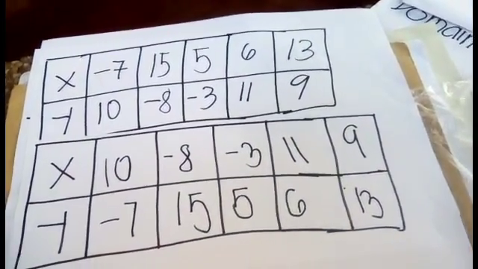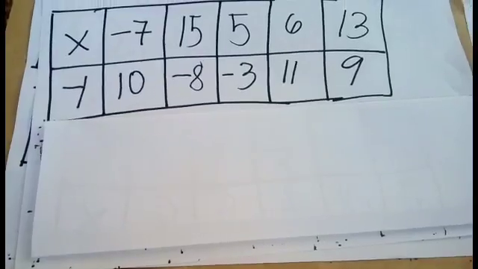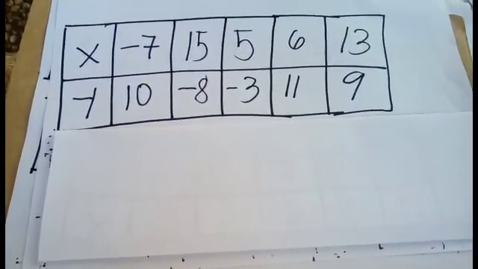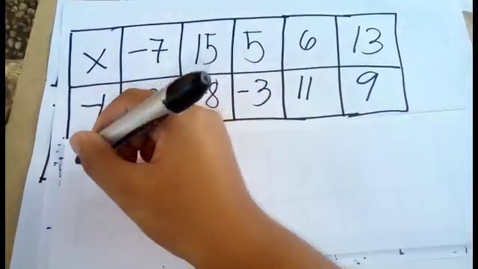So let's get now the ordered pairs. Okay, we're done getting through the table of values. Now let's get it with the set of ordered pairs.